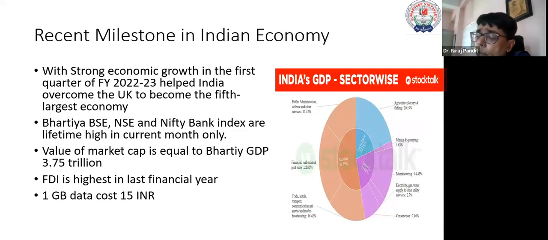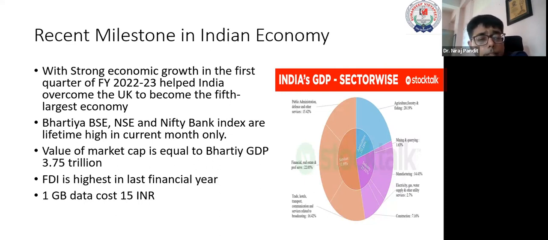Now see, this is also a very important milestone. What are the important milestones? With the strong economic growth in the first quarter of FY 22-23, India overtook the UK to become the 5th largest economy. We reached the 5th largest economy, and one more target we recently achieved: the BSE Sensex, NSE, and Nifty Bank Index are at lifetime highs. You must have experienced this in the last week and current week. That is also very important.